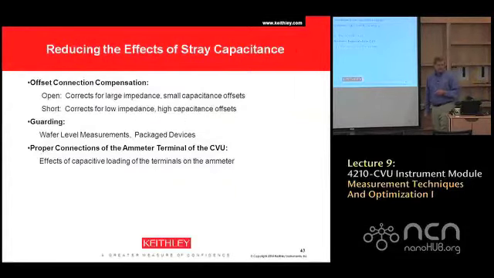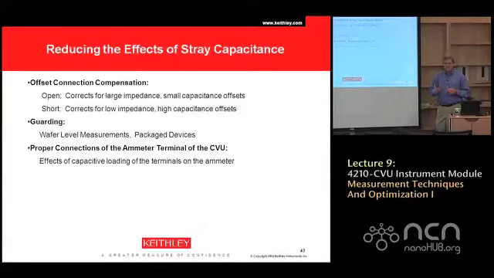So let's talk about reducing the effects of stray capacitance on our measurement. We have what we call offset connection compensation. This goes by a lot of different words. I've heard it called cable calibration, cable compensation, or just calibration. Really, I try to reserve the word calibration for meaning something that I'm calibrating the instrument to a known national standard. Everything else, I try to call connection compensation.